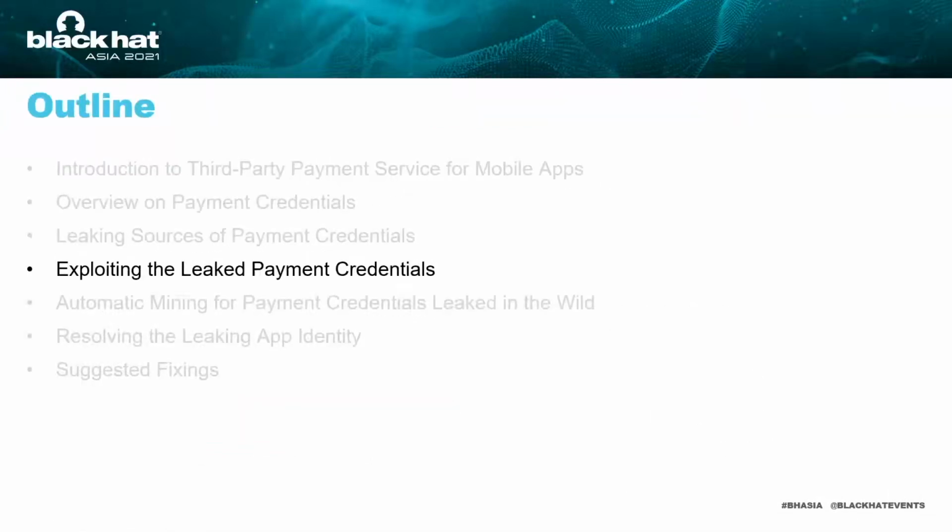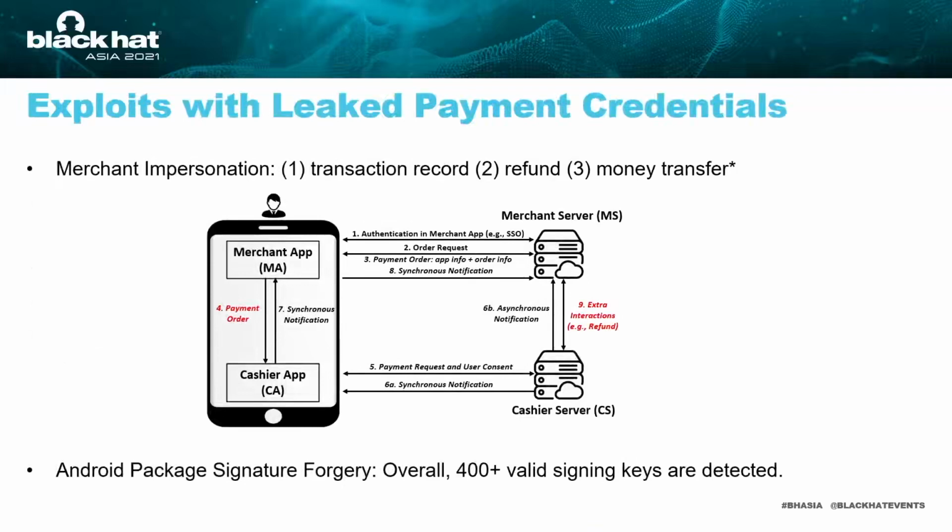Then I will present 4 types of exploits enabled by the leaked payment credentials. As we will see, these leaked payment credentials can affect other innocent merchant apps without leaks or even another third-party service for mobile apps. So first, with the leaked payment credentials, the attacker may impersonate the benign merchant and forge requests to the cashier server for some critical operations, which include downloading transaction records and refunding paid orders.